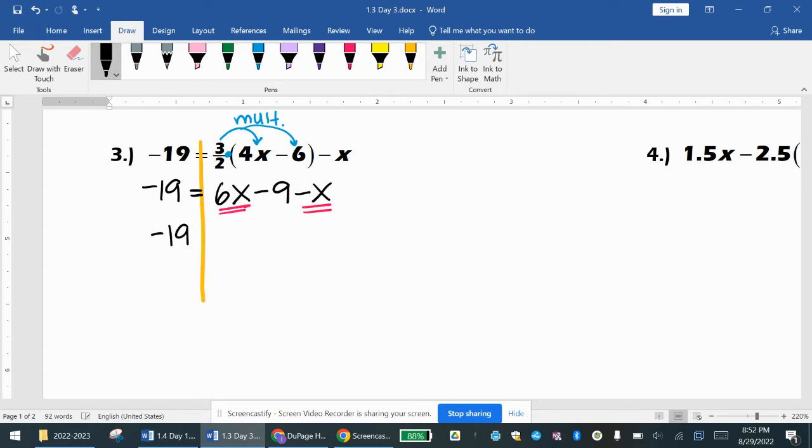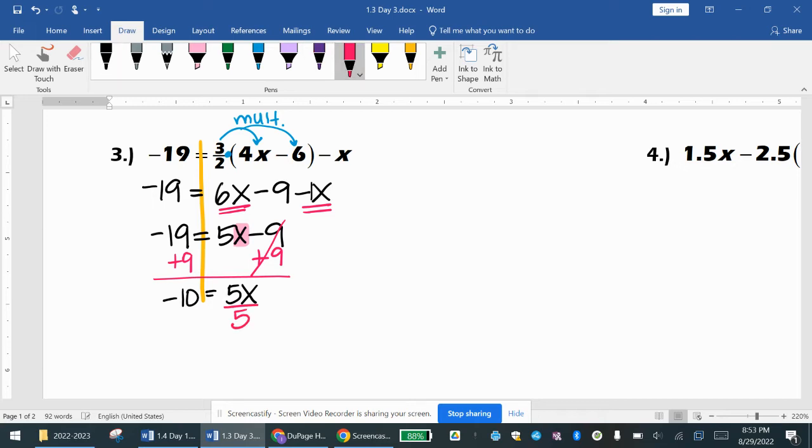We've got some like terms, so I'm going to go ahead and combine those. 6x minus 1x is 5x. And remember, your job now is to isolate the variable to get it by itself, canceling addition and subtraction first, then canceling any multiplication or division. So here I want to cancel the 5. Since it's being multiplied, I'm going to divide, and I'm going to do the same thing to the other side. 5 divided by 5 gives you the 1x that you always want as your final coefficient. And your answer is -2.